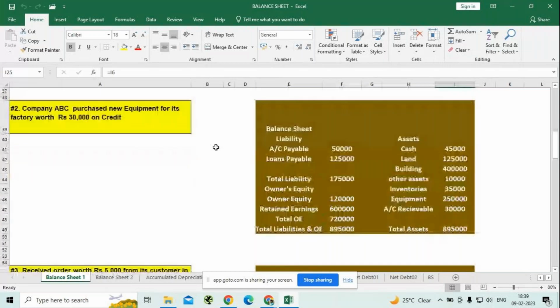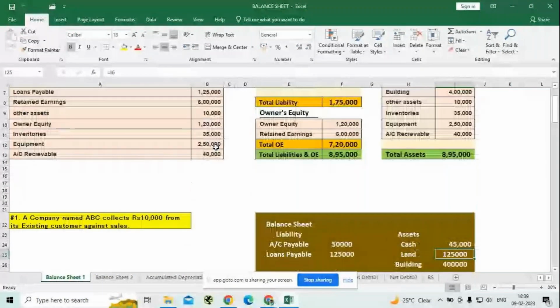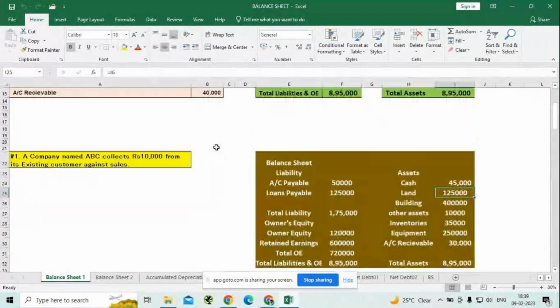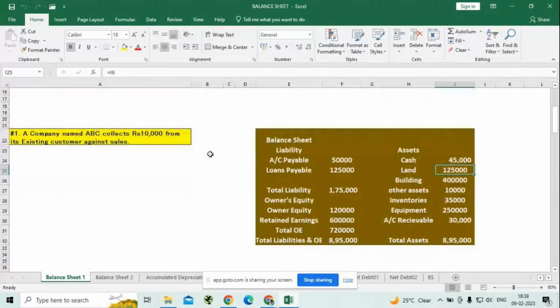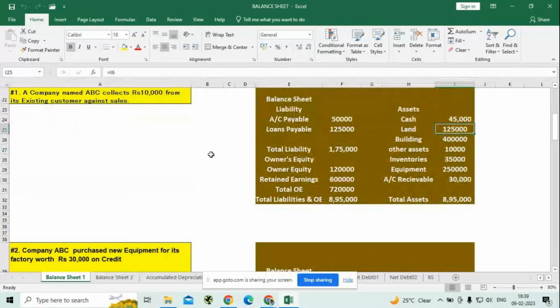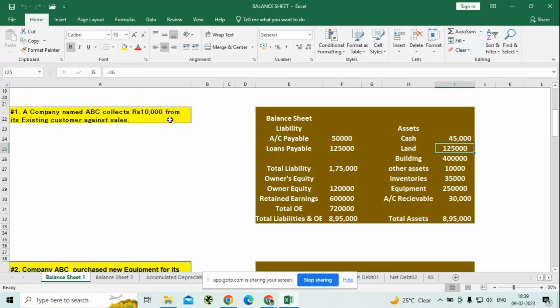So in the last class, we saw how we can prepare a simple balance sheet. Now we are going to prepare a balance sheet based on the transaction values. In the first transaction, we received an existing accounts receivable amount, so we have reduced it by 10,000. It is going to get reduced, and we have received it in the form of cash, so cash is increased with that amount.